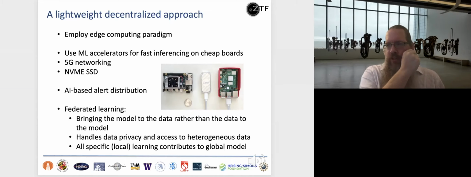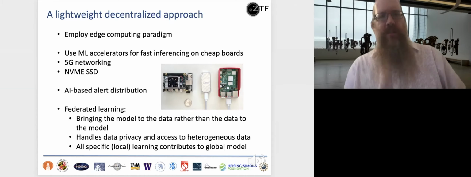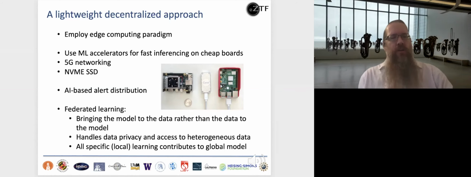AI-based alert distribution as well, so that people who are interested in white dwarfs get the things that look like a white dwarf, and people who are interested in solar system objects get those, and those who want supernovae get those. You have a distributed system, and you can also bring federated learning to bear on this.